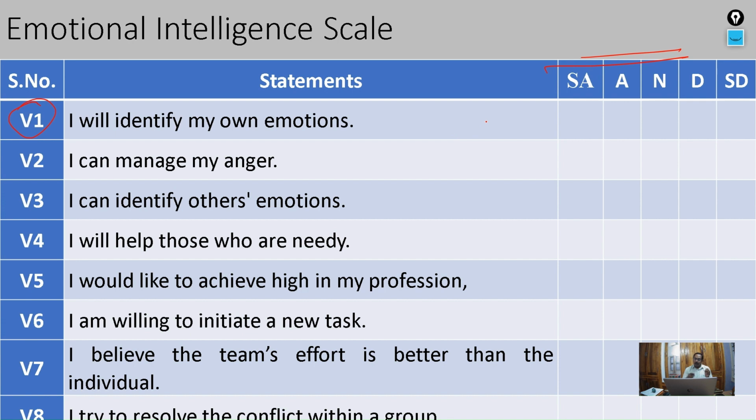So, since we know the operational definitions of our variable, we can start writing the statements, or what we call items. I will identify my own emotions. I can manage my anger. I can identify others' emotions. Likewise, we can keep writing, and these dimensions are then put to the test.